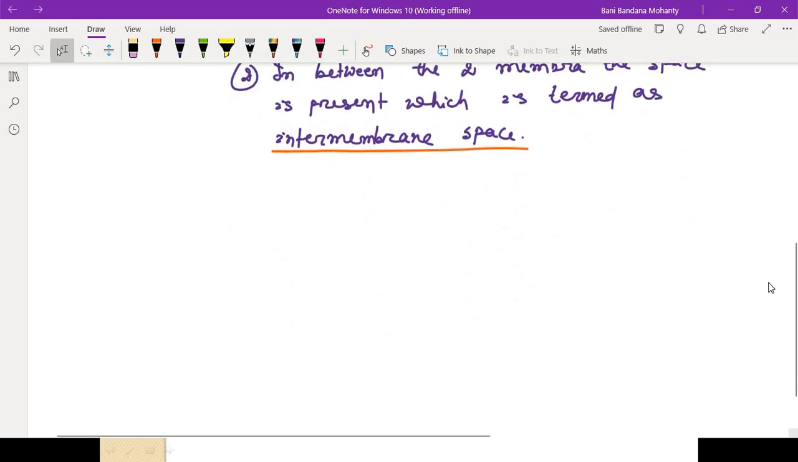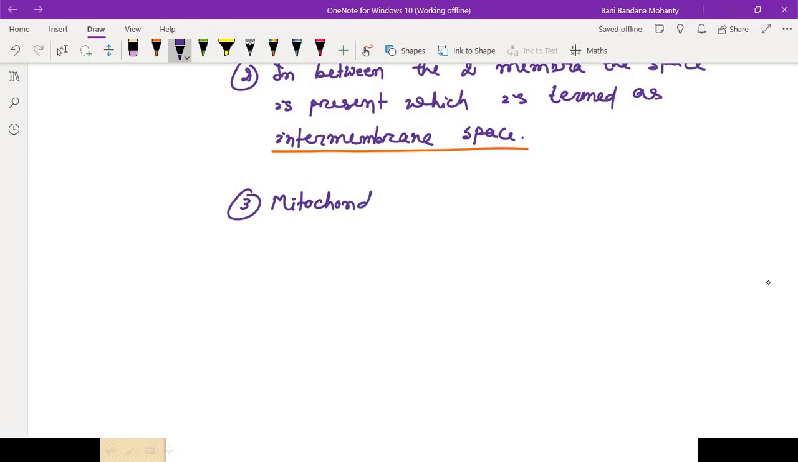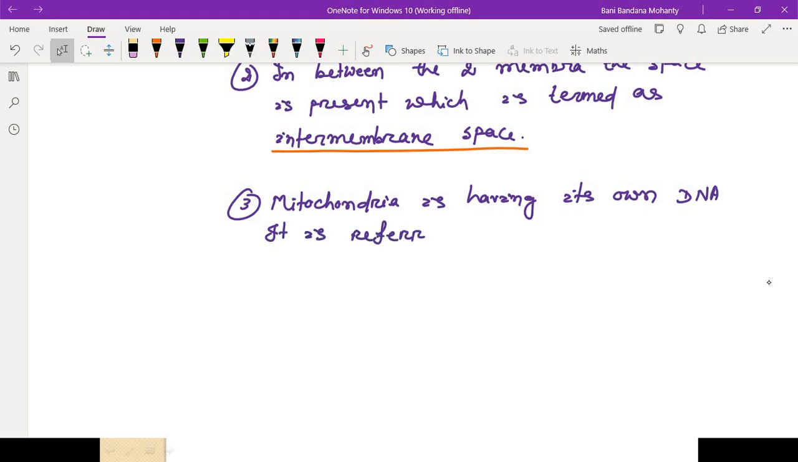And the third point is mitochondria have their own DNA. It is also referred to as mtDNA, that is mitochondrial DNA.